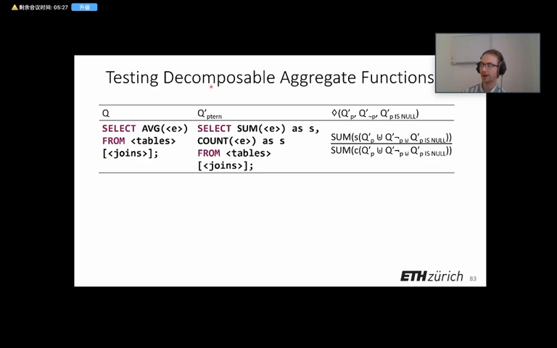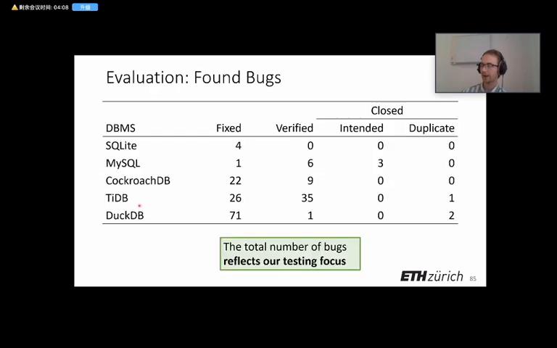So using this technique, we have found close to 200 bugs, many of which have been fixed. And here I want to mention also that this is the approach on which we evaluated TiDB. Again, what I want to stress is that the total number of bugs reflects our testing effort and not actually how robust the respective database management system is.